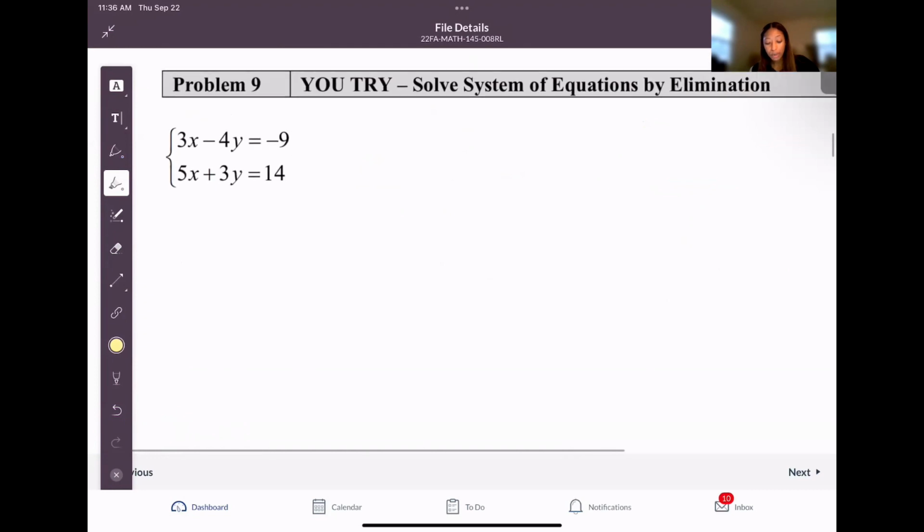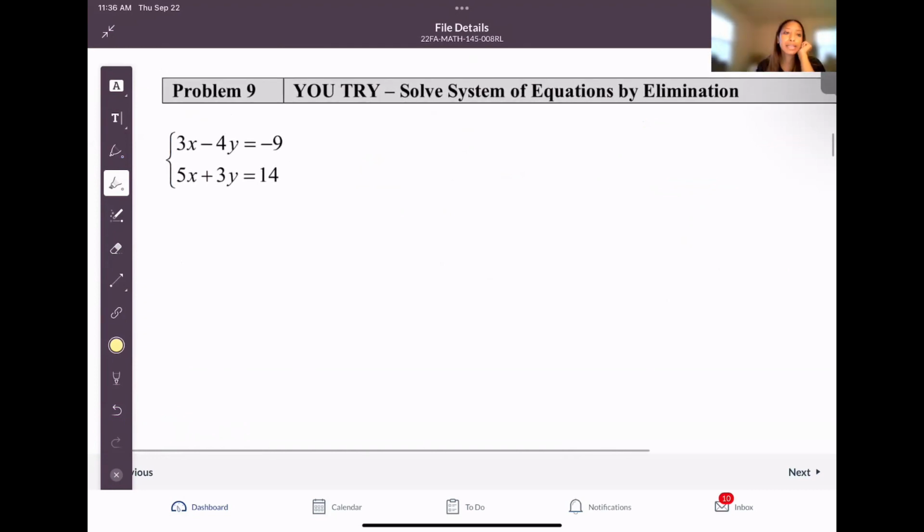All right, boom. So in problem 9, this is an example where we would have to multiply both of the equations. When we look at our coefficients for x, we have 3 and 5. When we look at the coefficients for y, we have negative 4 and 3. Those aren't opposites. So either is easier here, so we can just pick. In order to eliminate the x's, we need the coefficients to be opposites. Right now we have a 3 and a 5. How are we going to get those to be opposites?